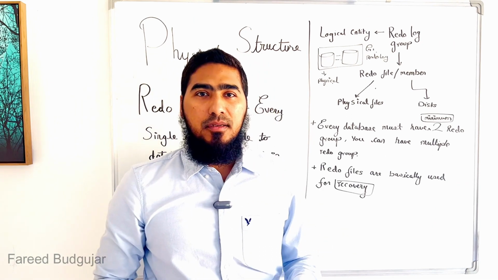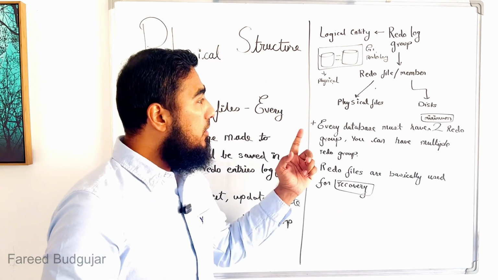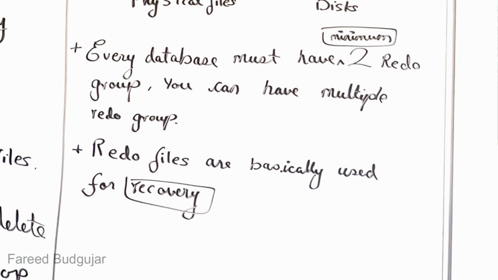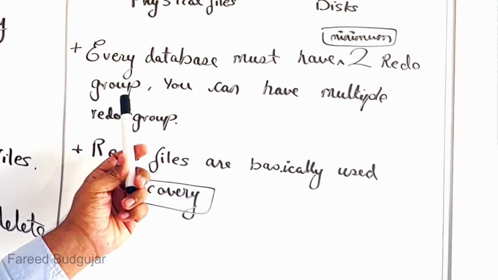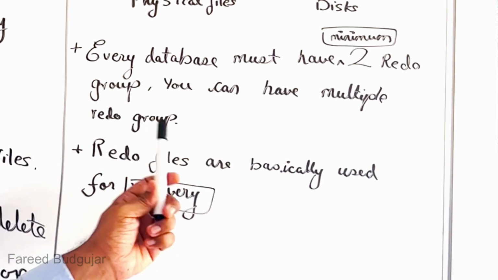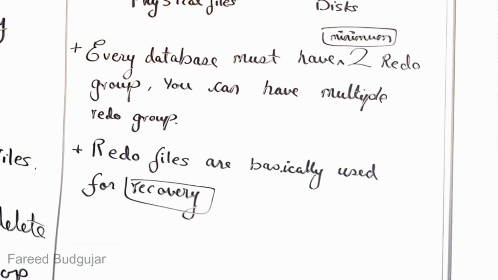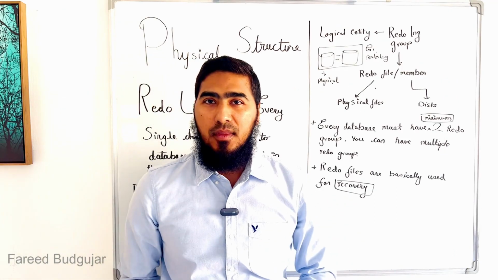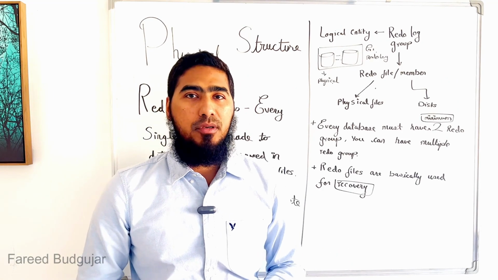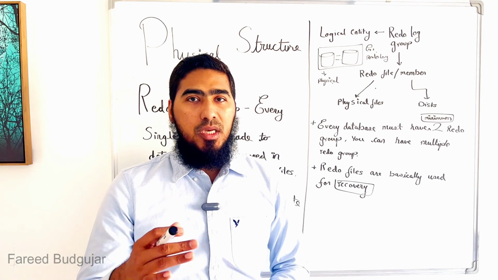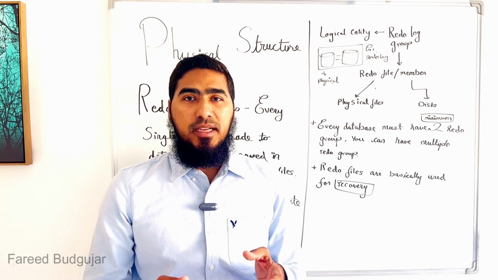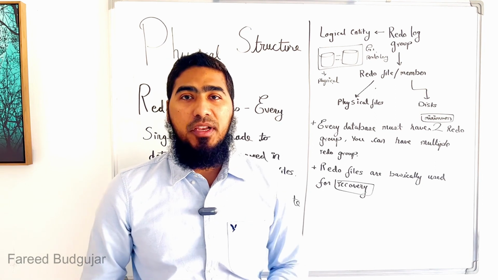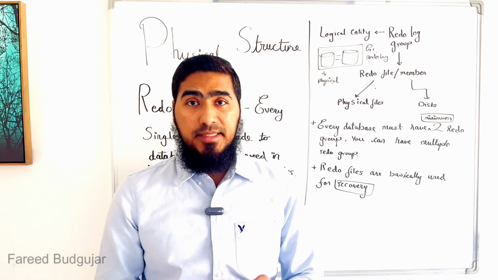All right. So now every database must have a minimum of 2 redo log groups. You can have multiple redo log groups. I'm talking about the groups. Redo files are basically used for recovery. Now it is a very important component of the database because the database is really volatile, and the data insert, update, delete, changes of the data in the database are at very high speed.